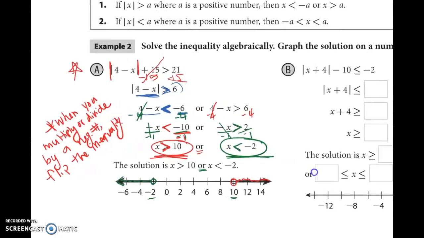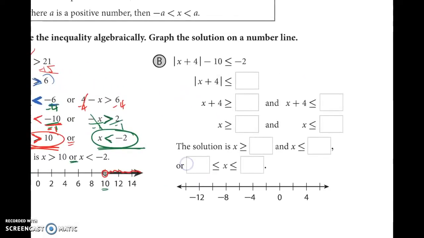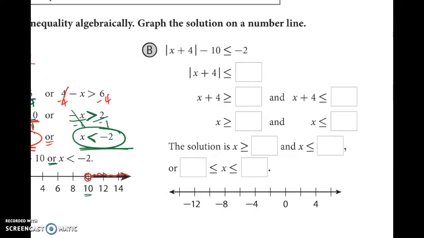So for example 2B, let's see what this is going to look like. So I need to, again, first isolate my absolute value. Here's my absolute value. I need to get rid of this -10. Using my inverse operation, I'm going to add 10. And a -2 is greater than, a -2 plus 10 is going to give me an 8. And now my absolute value is isolated, and so now I can split it.